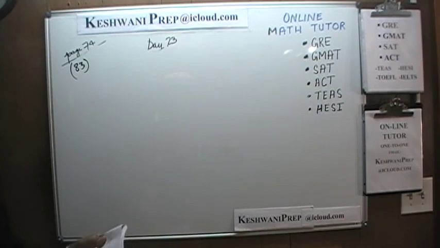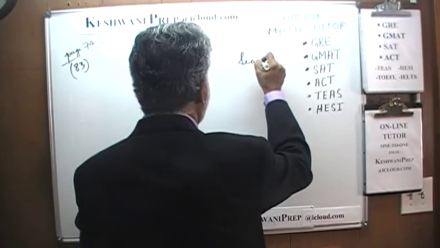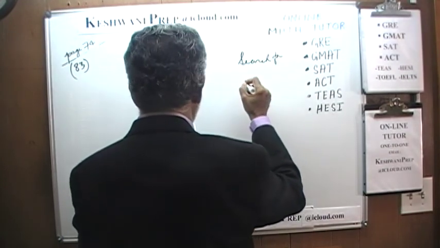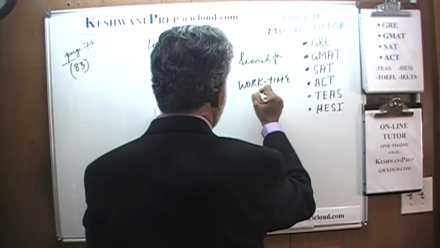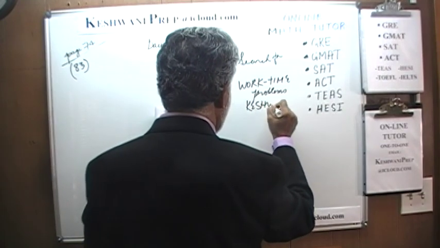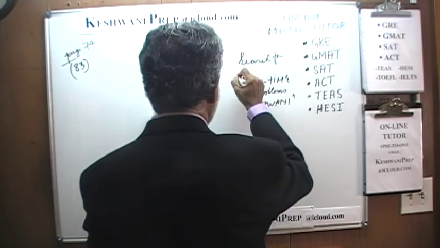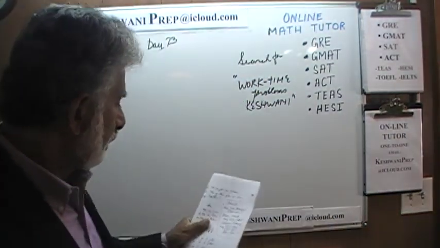Number 83 is an interesting one, and before we do the work here, I would like you to watch this video. Search for work time problems, and then put down my name. Whenever you're looking for a certain topic in mathematics, always put down my name next to it. It'll make it easier to pop it up, because otherwise you will find several people doing the same thing that I'm doing, obviously.